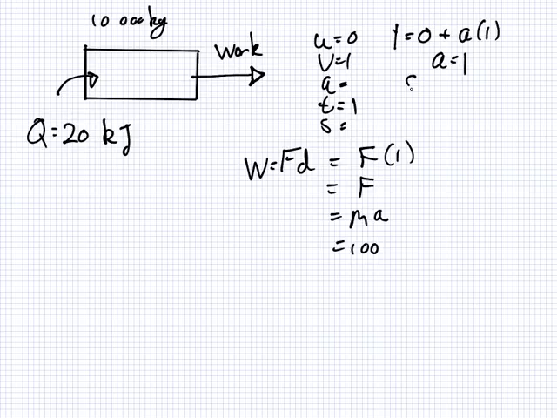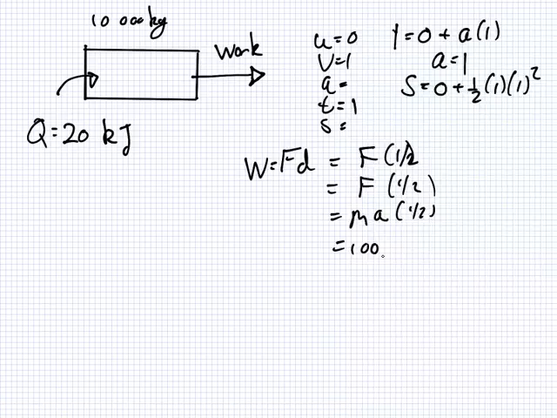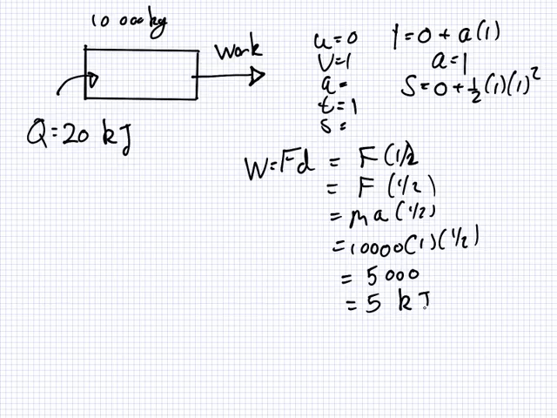Oh, sorry, and S equals UT plus a half A T squared. So the distance is a half. So that's 10,000 times 1 times a half, so that's 5,000 joules, or 5 kilojoules, which is what you got yesterday, wasn't it?